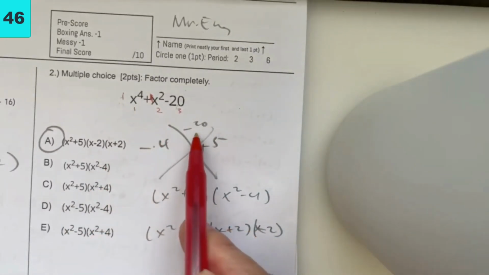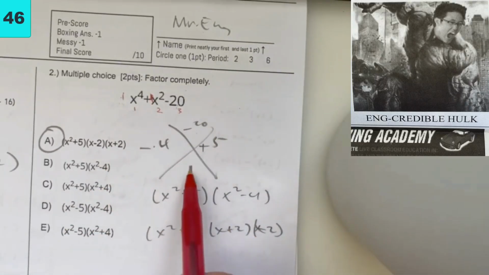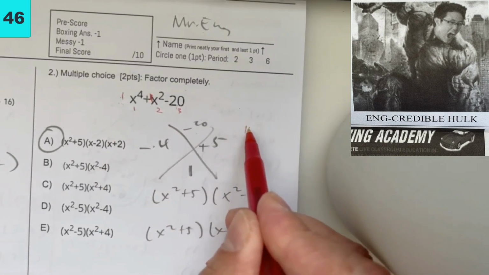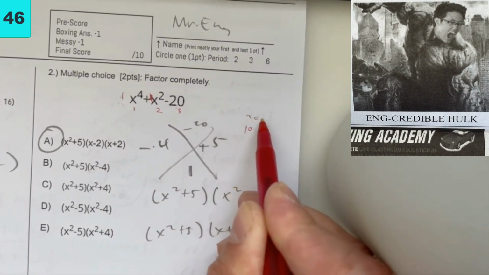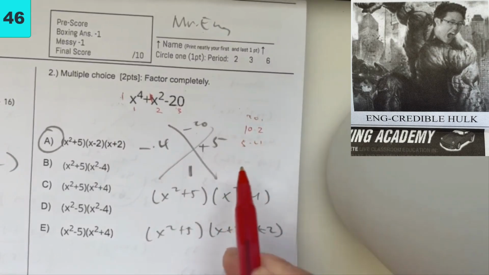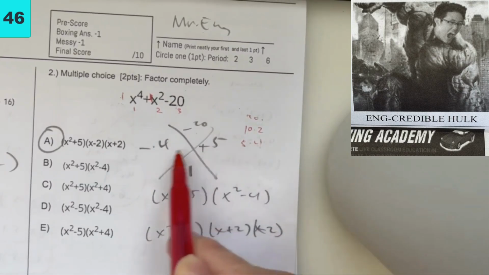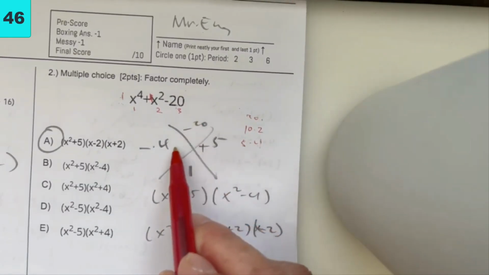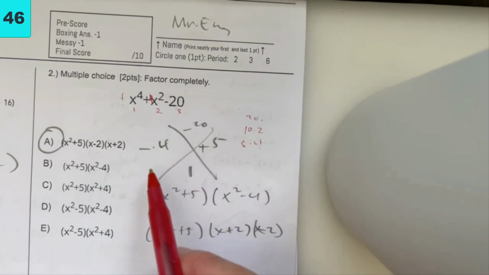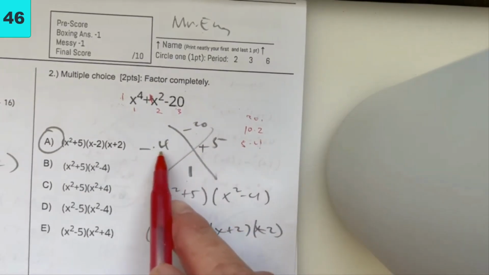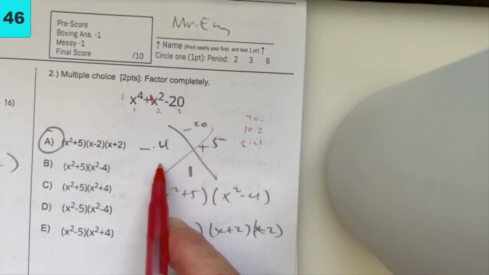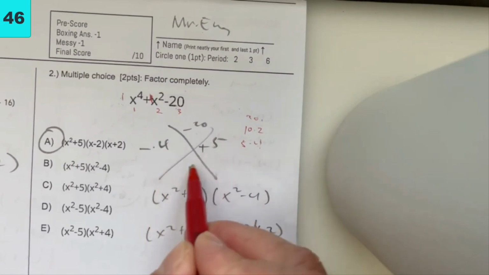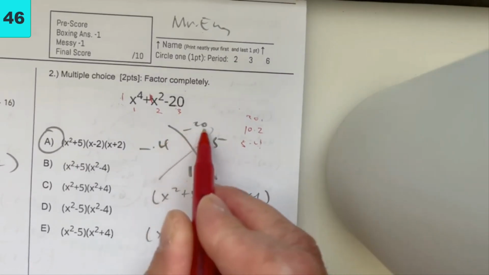A times c is negative 20. My b value is 1. Remember, list out all the combinations. So 5 times 4 will give me 20, but add them together equals 1. One of these has to be negative, so positive 5, negative 4. This will equal 1. But if I multiply that, it equals negative 20.